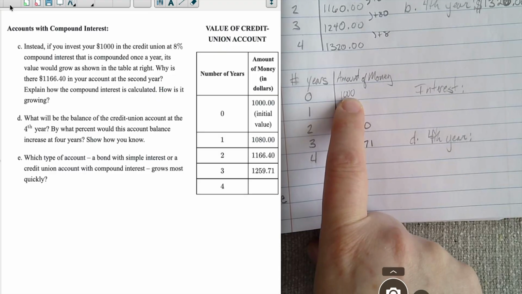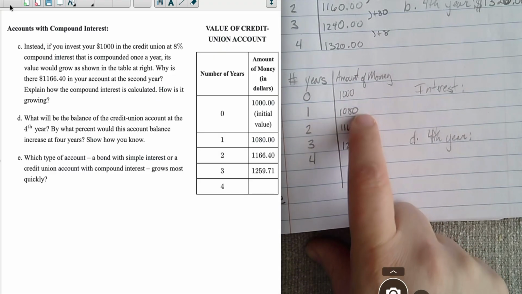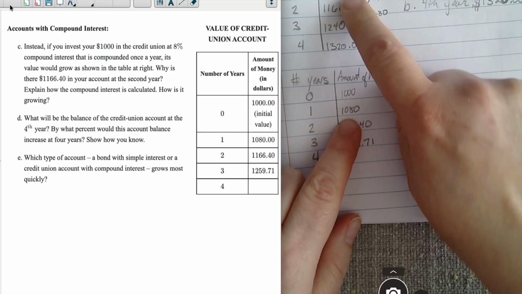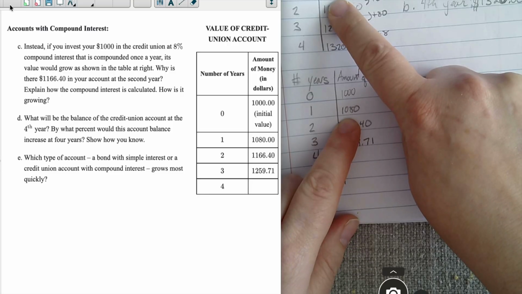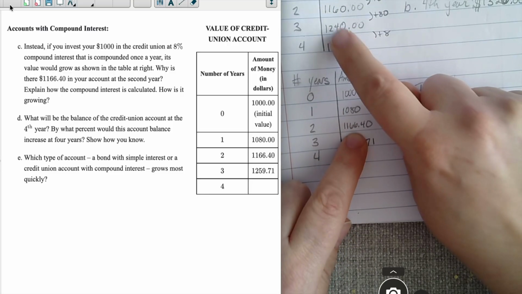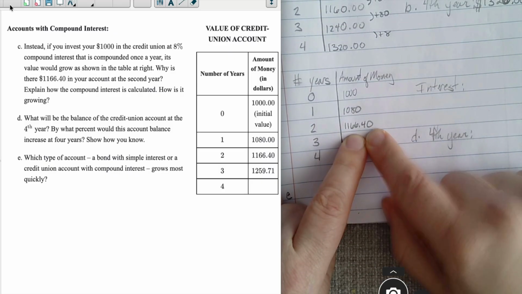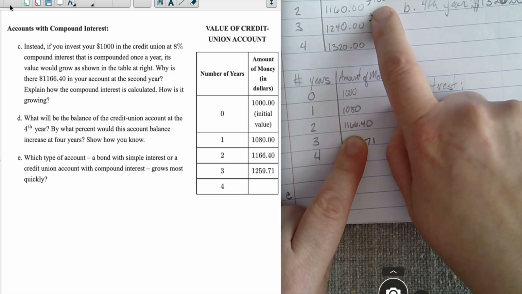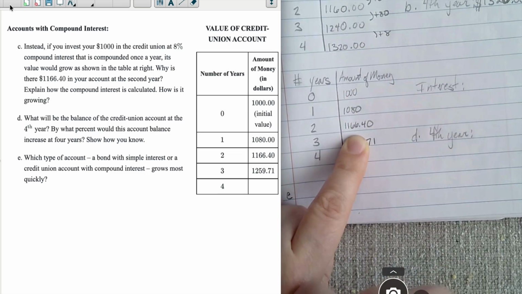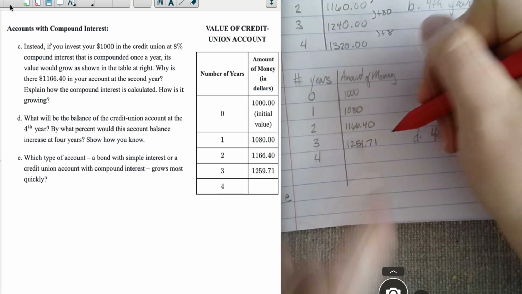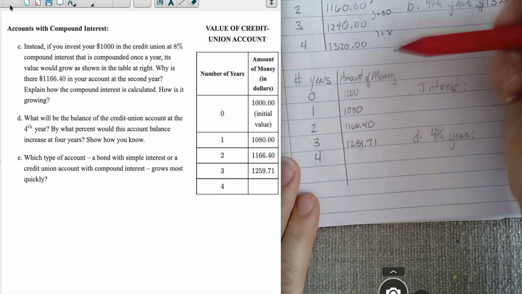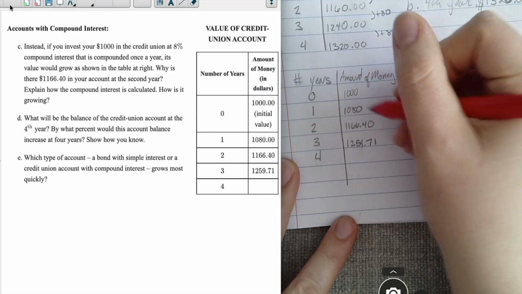How is it growing? So I see the same first year. Both of them have $1,080. However, what they're pointing out is that here we see a difference. So how are they getting this number? Because it's not just adding 80 like it was for simple interest. So I'm going to look and see, is there some sort of pattern in multiplying instead? Because adding isn't going to work like it did up there.